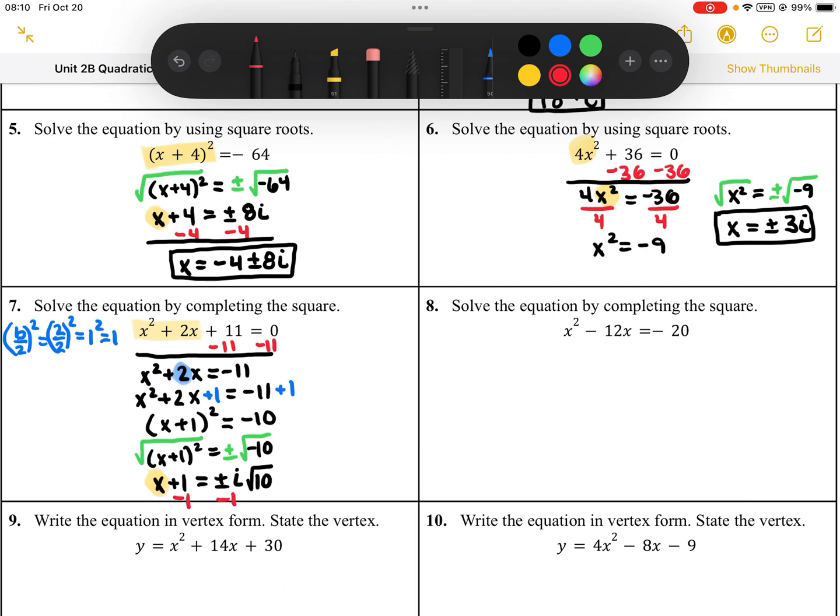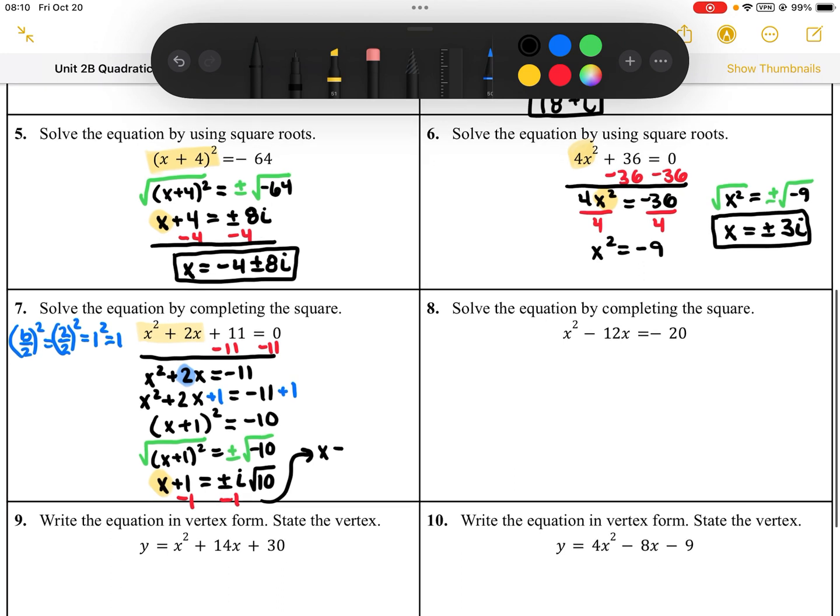And I know I kind of ran out of space here, so I'm going to write my answer over here in a second. When I subtract 1, left-hand side, I'm going to be left with x equals. On this right-hand side, okay, I cannot add those together. I need to just put that negative 1 in front. So I'm going to have negative 1 plus or minus i root 10. So my answer is x equals negative 1 plus or minus i root 10. So that means I have negative 1 plus i root 10 and negative 1 minus i root 10.